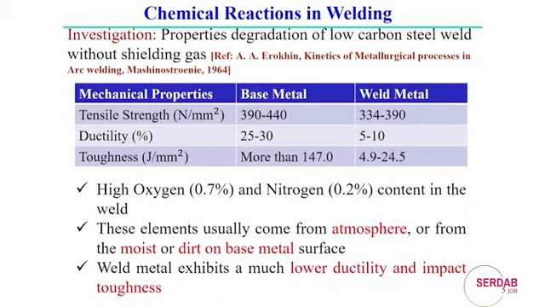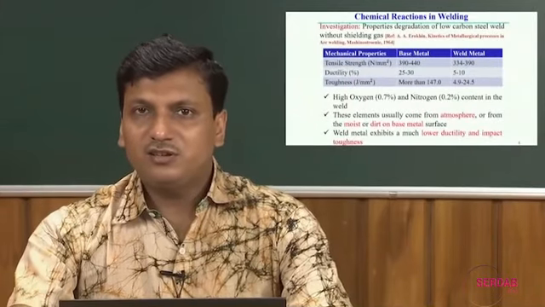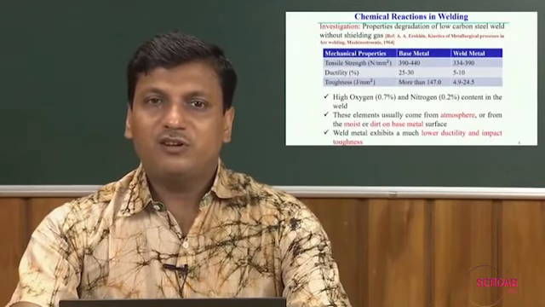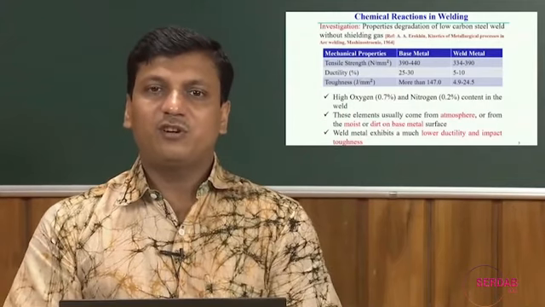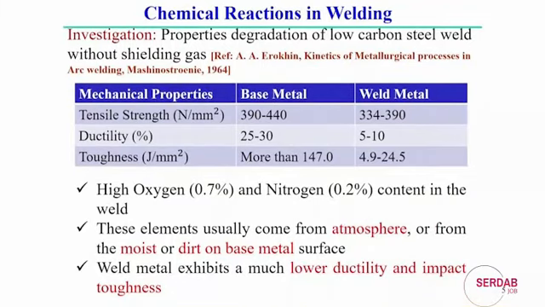So, some investigation of these chemical reactions has been carried out. If you look into that reference, Aerokin first investigated the effect of the shielding gas in welding processes. He conducted experiments on low carbon steel without any shielding gas, simply creating the arc, and the difference in properties can be tabulated here, the mechanical properties.